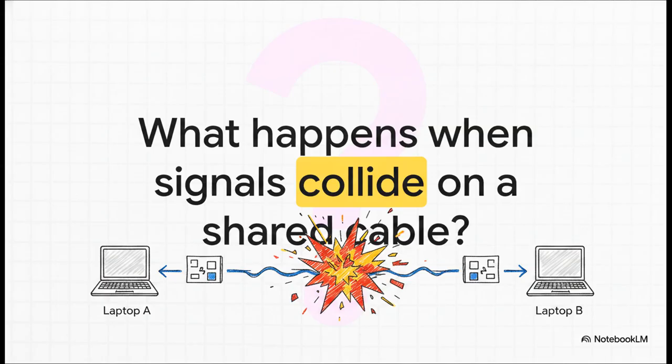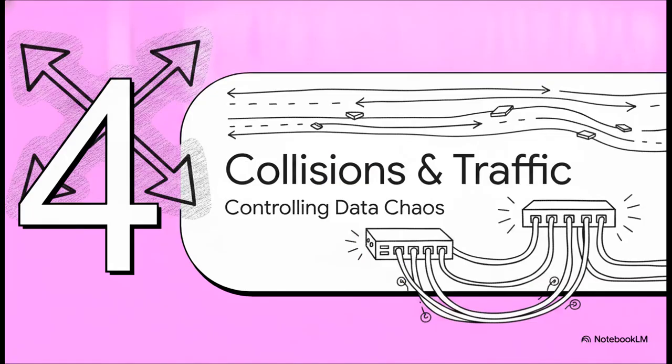But wait a second. This highly organized system faces a massive physical obstacle. What happens when laptop A and laptop B try to send their beautiful, perfectly structured Ethernet frames on the exact same shared cable at the exact same millisecond? Let's solve that in Section 4, collisions and traffic control.